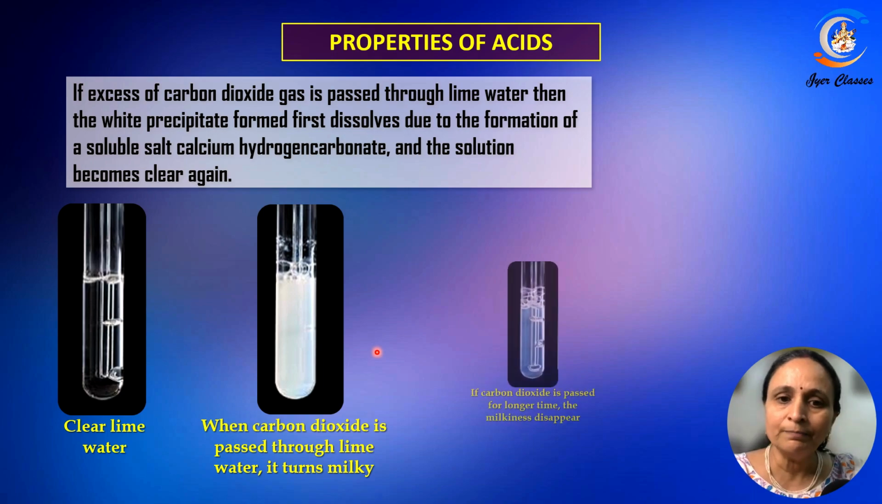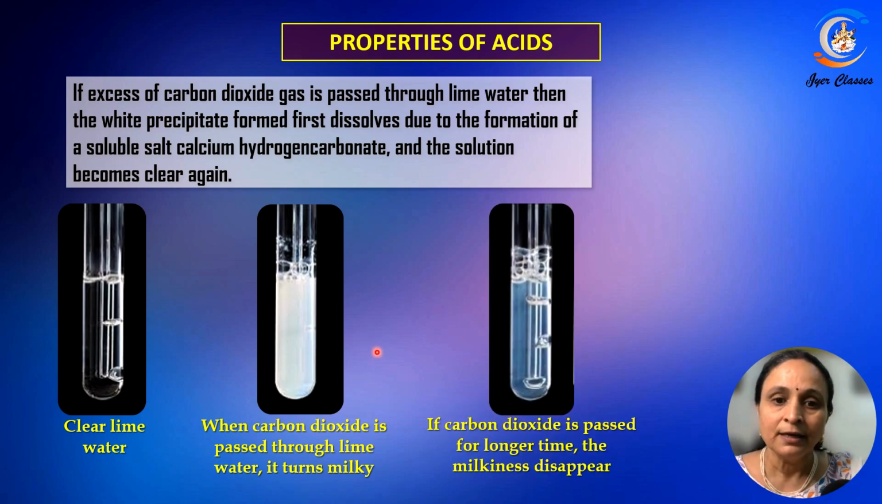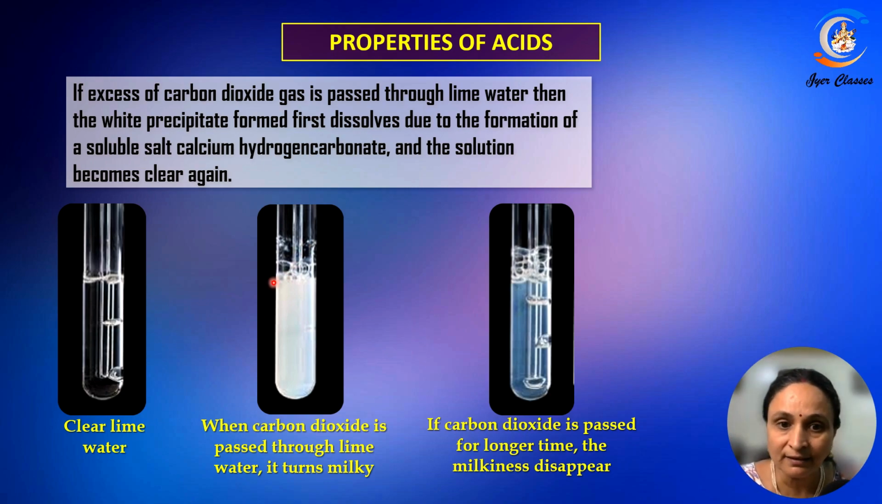Keep on passing carbon dioxide. The white milky solid which is formed while passing the carbon dioxide gets dissolved in the solution, and calcium hydrogen carbonate will be obtained instead of calcium carbonate. That is again soluble in water. The milkiness here will disappear.